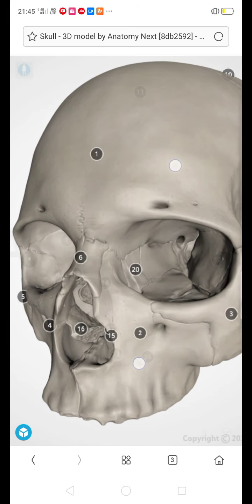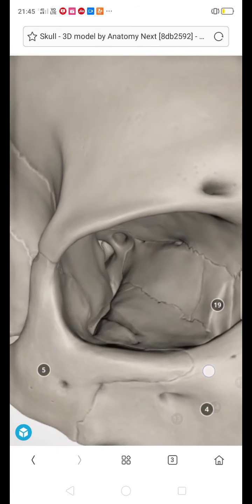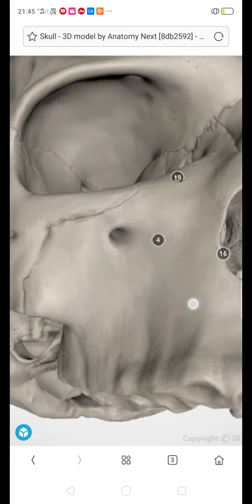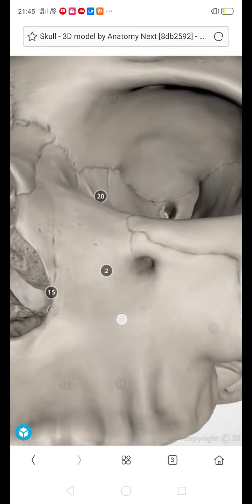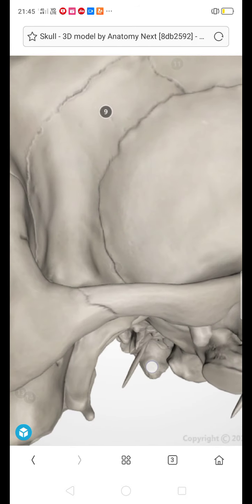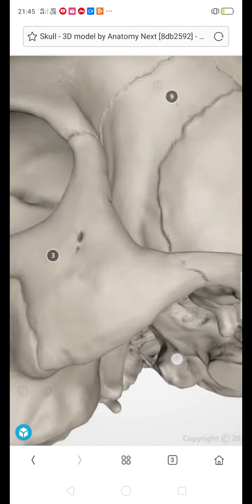Orbit. Floor of the orbit. Zygoma. The perpendicular plates.